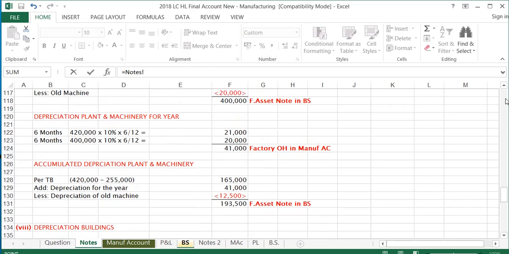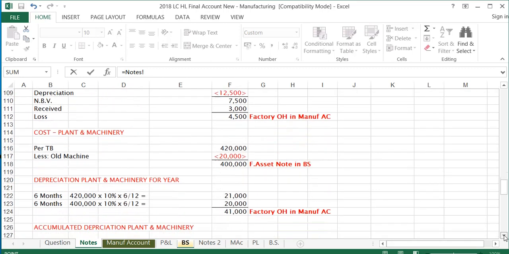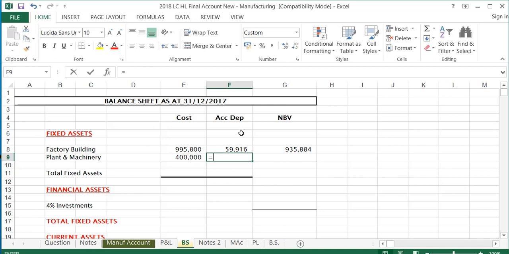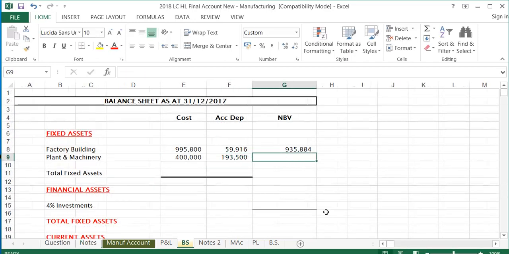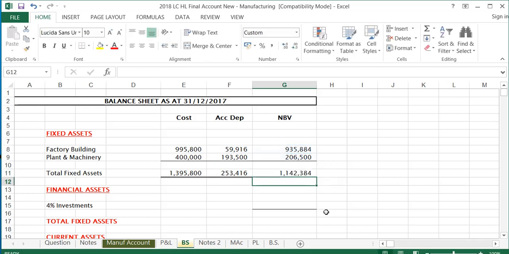So if I go back to that note here for plant and machinery, the cost of plant and machinery is 400,000. I also worked out the accumulated depreciation of plant and machinery in that note, and that came to 193,500. So I take those away, leaving me with a net book value of 206,500. And now I'm going to add these down. I can put double lines under the first two columns because I'm not using these figures again. And my total net book value for fixed assets is 1,142,834.